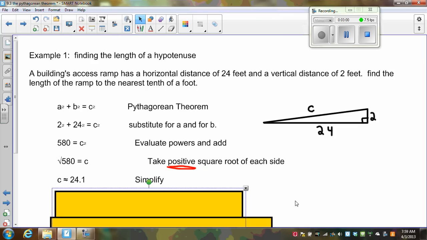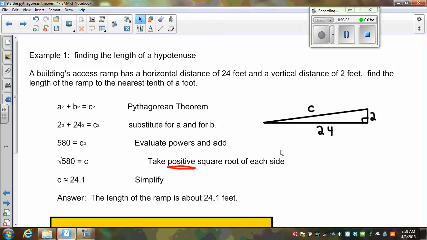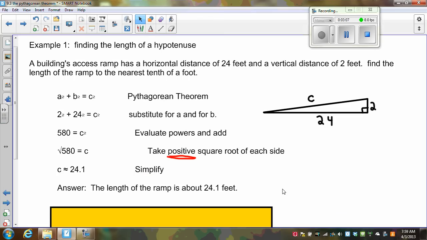So then we can simplify. We're going to round it to 24.1. So the answer is the length of this ramp is about 24.1 feet.